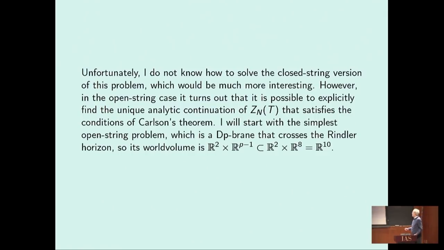So its world volume is Rp plus 1, but we'll factorize it as R2 times Rp minus 1, where R2 are the particular two dimensions where we do the orbifolding. So R2 is going to be replaced by the cone. So we'll study a DP brane whose world volume is the cone times Rp minus 1.